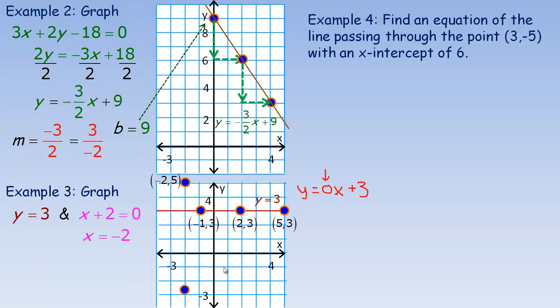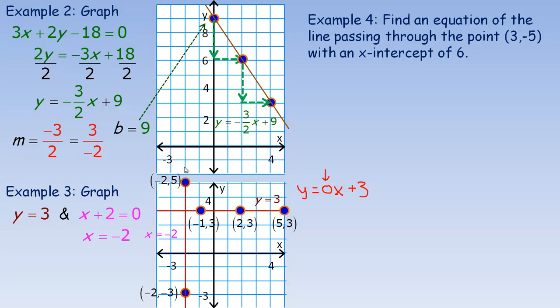This point down here has an x coordinate of -2. It's the point (-2, 3). So notice they both have an x coordinate of -2. See, all the points on this line have x coordinates of -2. That's (-2, 1), (-2, 2), (-2, 4), (-2, -2). All have x coordinates of -2.